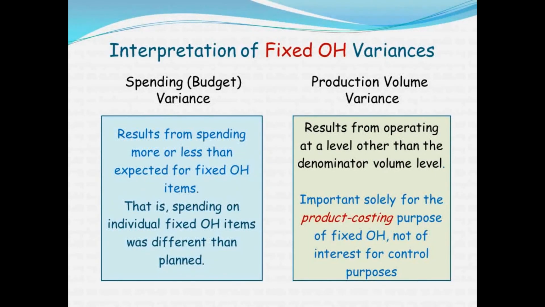Okay, so as we talked about, what does this all tell us? The budget variance results from spending more or less than expected on fixed overhead. And that's worth looking into. The production volume variance just tells us we operate at a different level than our denominator volume tells us we should be operating at. And it doesn't tell us much of anything except we need to go ahead and figure out how to define it for accounting purposes.